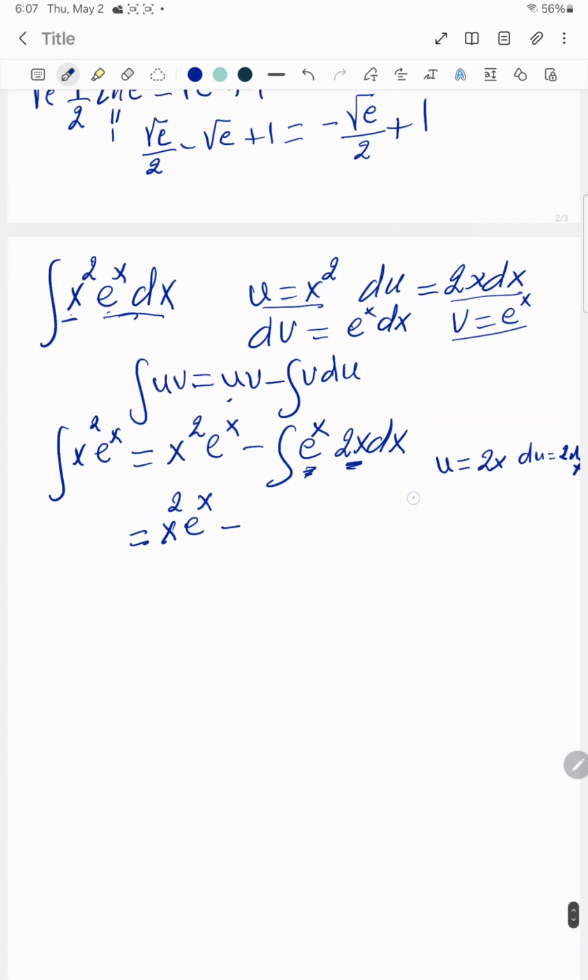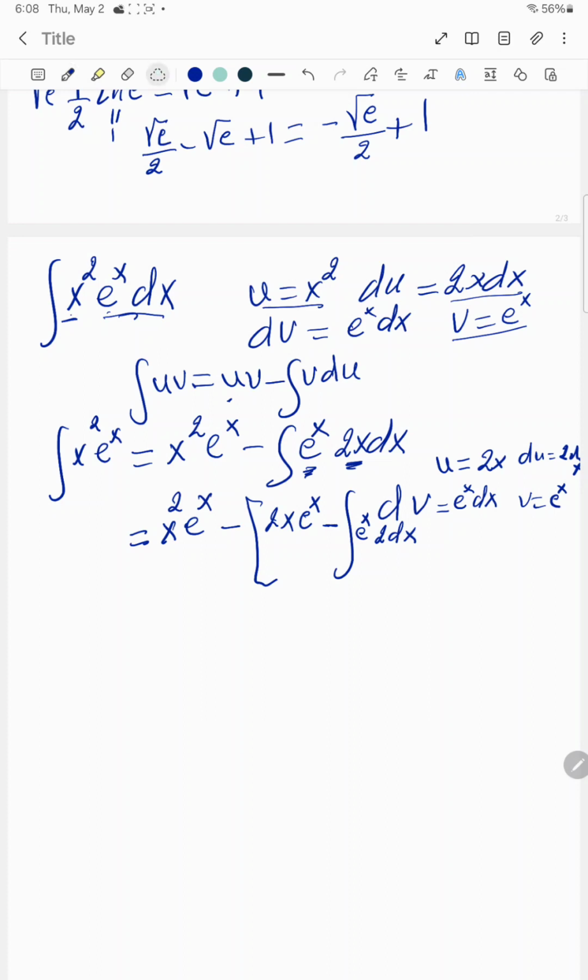and I will take my dv is equal to e^x dx, so my v is equal to e to the power of x. And then I will apply it here, minus, and I open my bracket, u times v is 2x times e to the power of x minus integral of v du, e to the power of x, and my du is 2 dx.